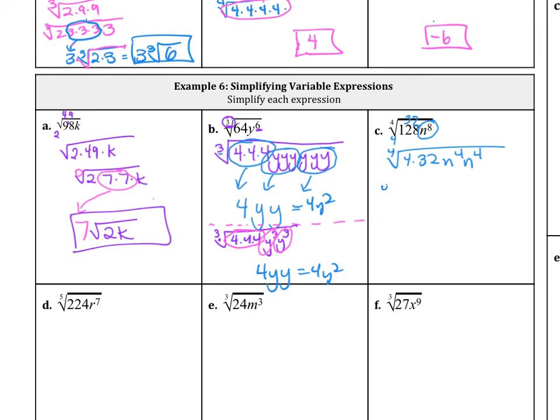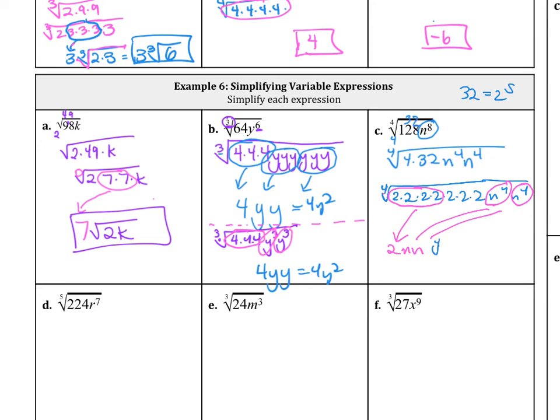So that makes it a little nicer. Let's simplify this a little bit more. 4 breaks down to 2 times 2. 32 is really 2 to the 5th, so I can write 2 5 times. And then I have n to the 4, n to the 4. So now I circle 4, because my index is 4. So 4 2's, n to the 4th, and n to the 4th. So this comes out as 2, and I have 2 n's that come out perfectly. Then I'm left with the 4th root of 2 times 2 times 2. Simplify that all the way. So it's 2n squared, and the 4th root of 2 times 2 times 2 is 8.